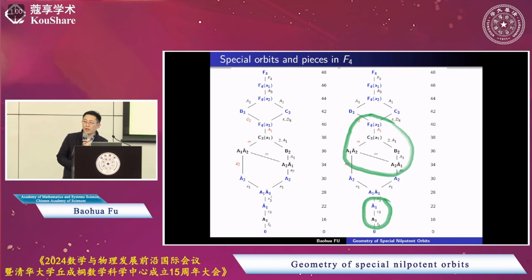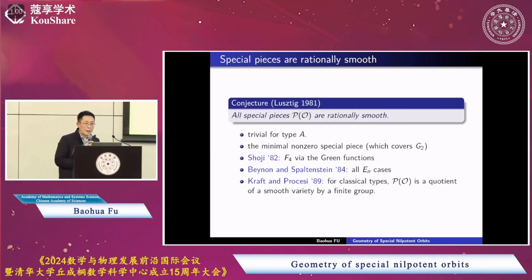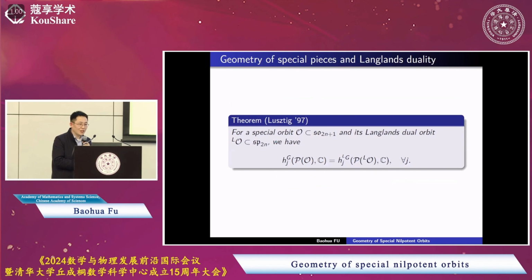And so this is just a locally closed subvariety in this Lie algebra. And then in the 80s, Lusztig made a conjecture that the special pieces are rationally smooth. Rationally smooth is defined using intersection homology, but you may think of it as quite close to being smooth. For example, if it's a finite quotient of a smooth variety, then it's rationally smooth. And then this has been checked by Shoji in F4, and also by Beynon-Spaltenstein in the E_n case, or by Kraft and Procesi for classical types. And then Lusztig also showed what happens for these Langlands dual orbits. And then he showed the dimensions of the G-equivariant cohomology are the same.